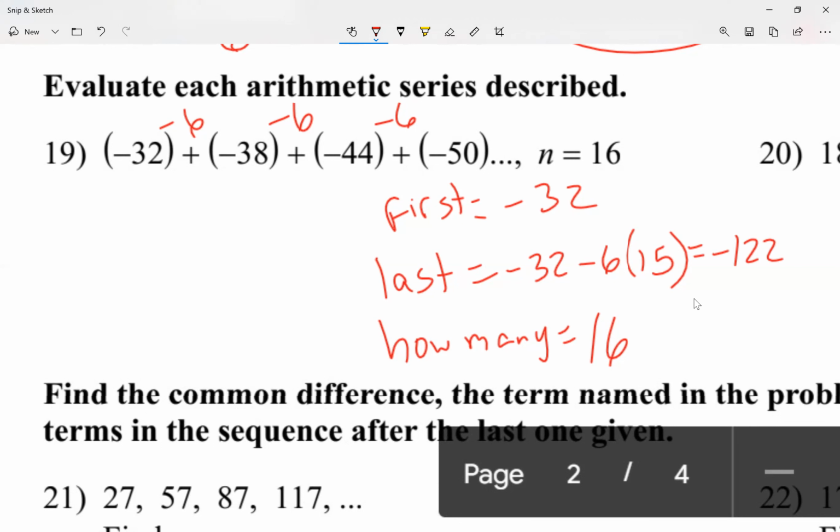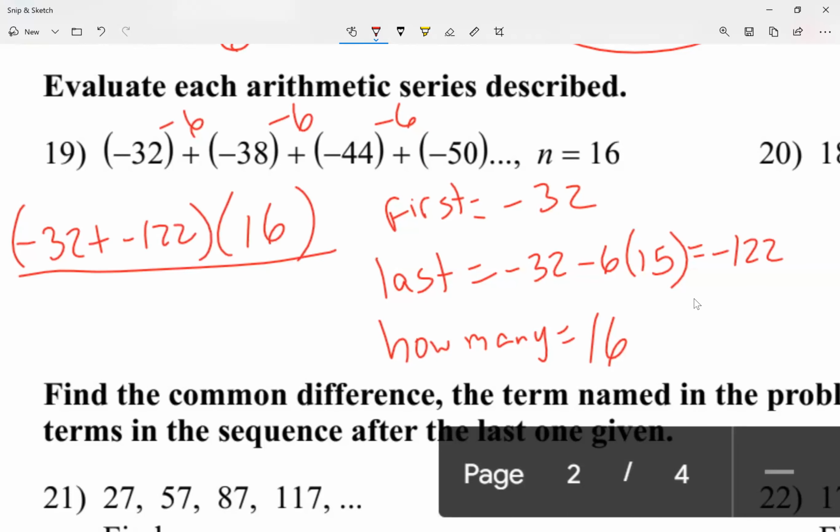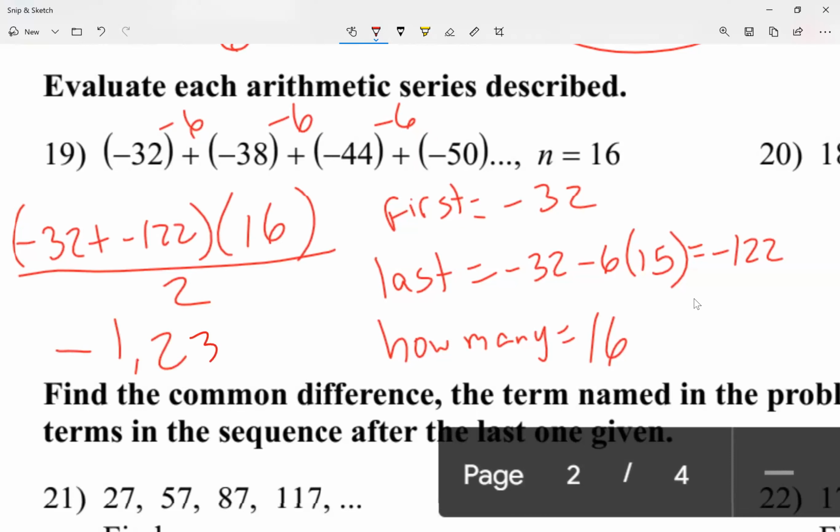Remember, I need to know my first number, the last number, and how many numbers I'm adding. First, I'm going to add the first and the last number: -32 plus -122. I'm going to multiply this by how many numbers I'm adding, in this case 16. And I'm always going to divide my result by 2. -154 times 16 divided by 2 is -1,232.